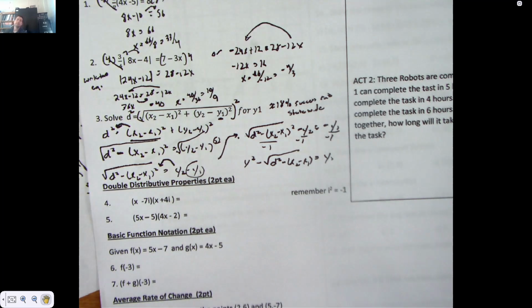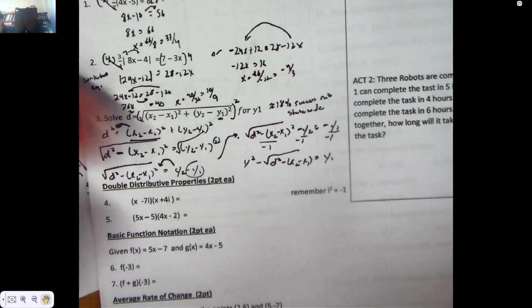Some of y'all sit at home and be like, well, that's stupid. No, it's not. You understand that if you took a bunch of math. Is it intimidating to y'all? Probably. All right, double distributive properties.